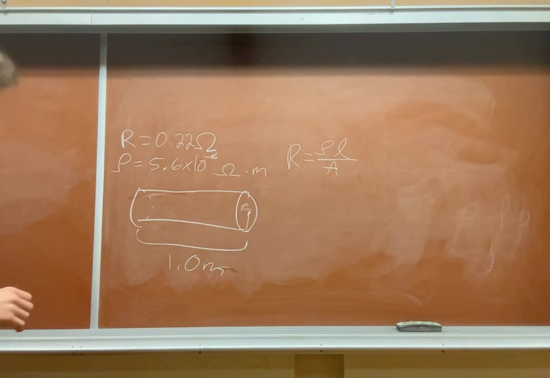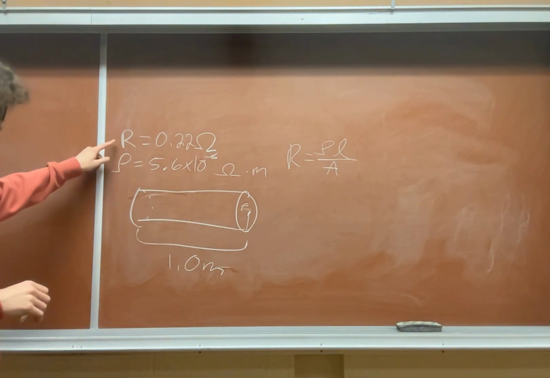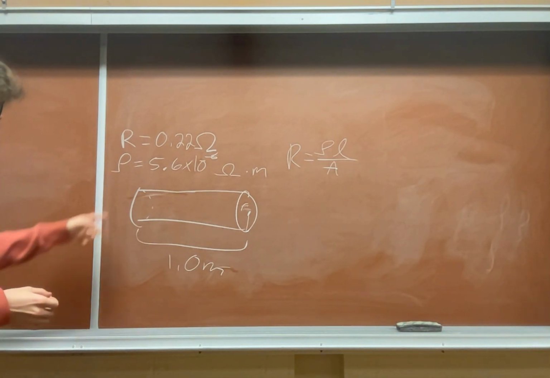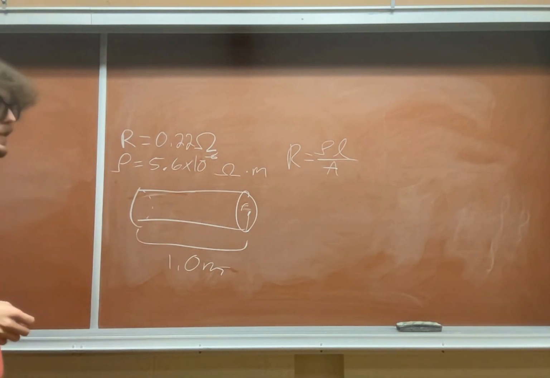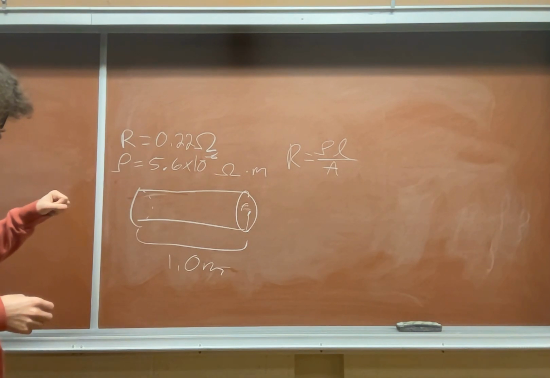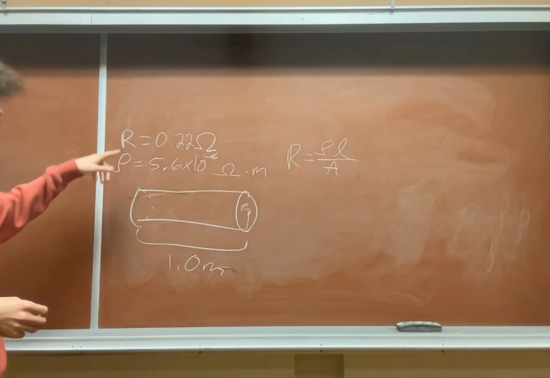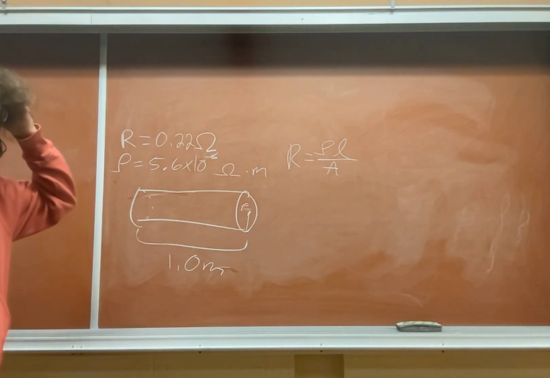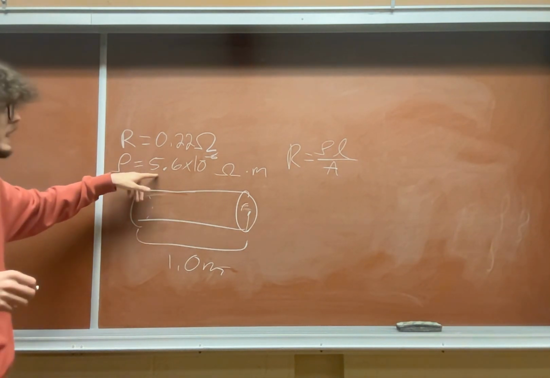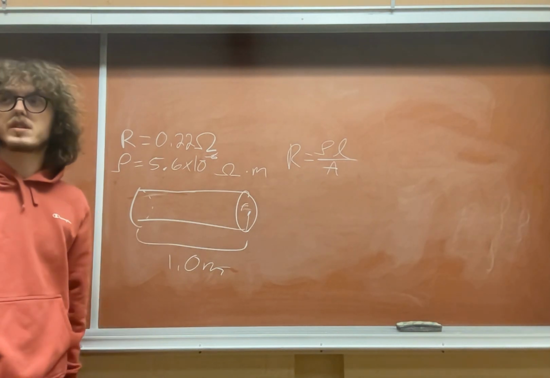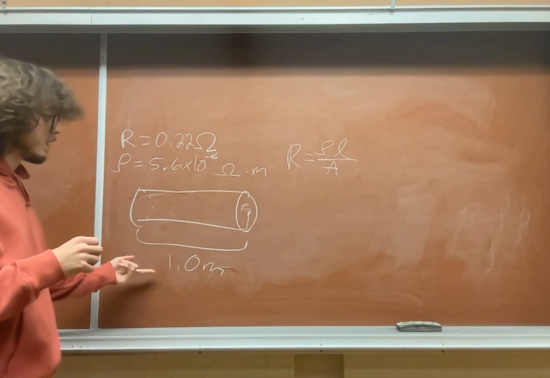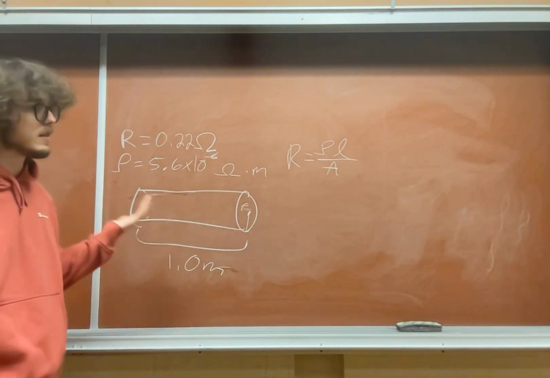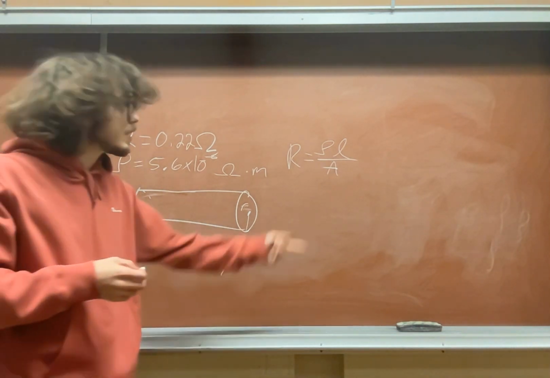So how you want to approach this problem is that we know that resistance equals 0.22 ohms. That's what we're given. We're also given, or hopefully it's in a table, the constant of proportionality for resistance, which we call rho, the resistivity constant. It's 5.6 times 10 to the negative 8 ohm meters. And we know that the length is 1 meter, so what is the radius? That's what we're trying to find, and it requires you to know this formula here.